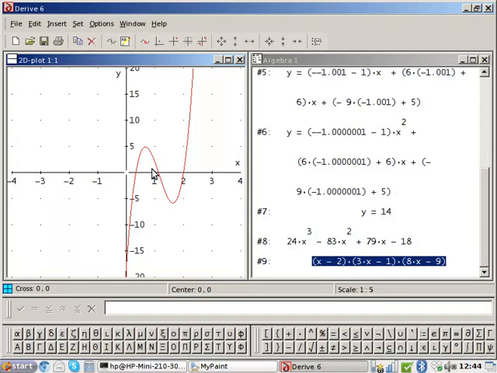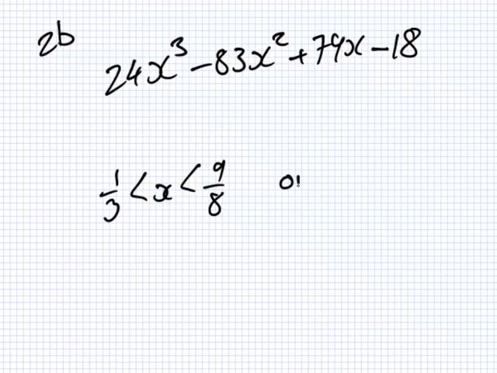Where's the second answer? From 2, because this is also bigger than 0. Or x bigger than 2. This is the right answer. So you can solve it.